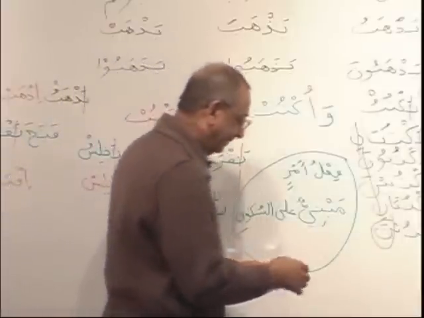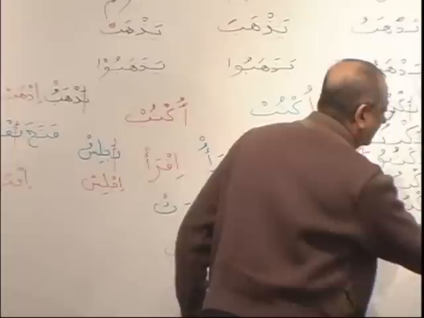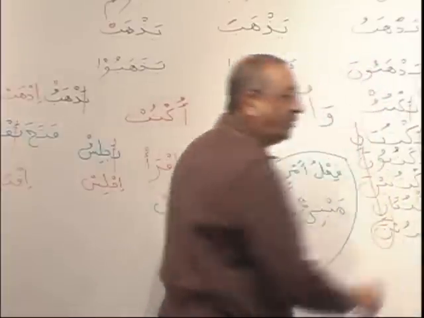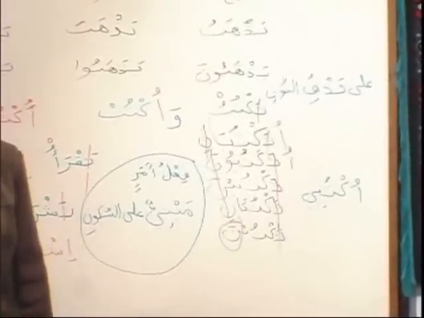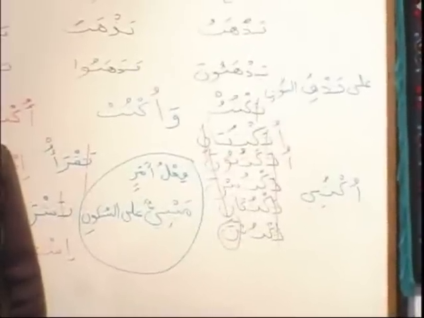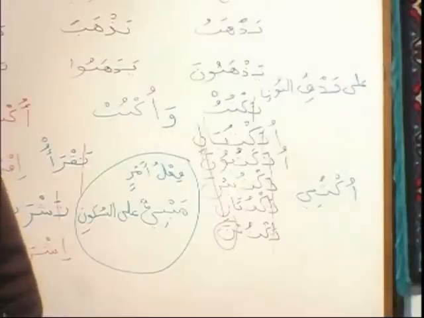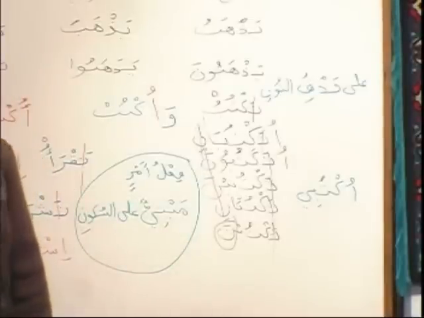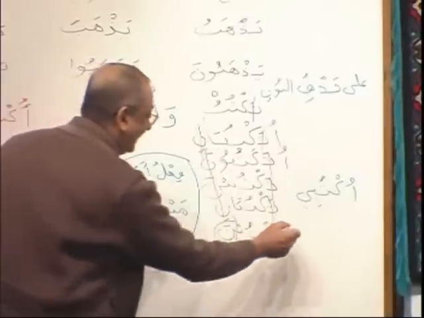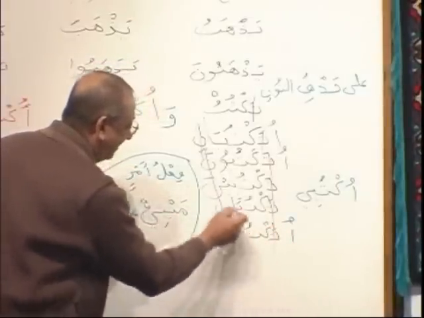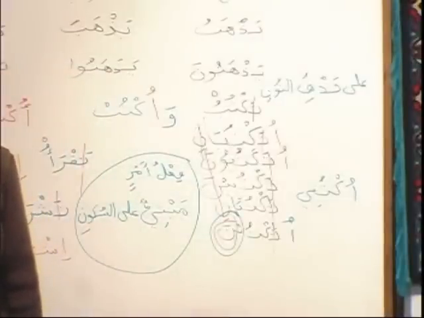How will you write down Uktubi, brother? Uktubi. Tomorrow morning we will do this and learn more, inshallah. How do I describe Uktubi? Fi'lu amrin mabniun ala hadhfi noon. I dropped the noon. Taktubina became Uktubi. And then what will happen to Taktubani? Same. Uktuba. And what will happen to Taktubna? Uktubna. I cannot drop this. It has to be there. Uktubna. Are you with me? It's mabni on sukun.